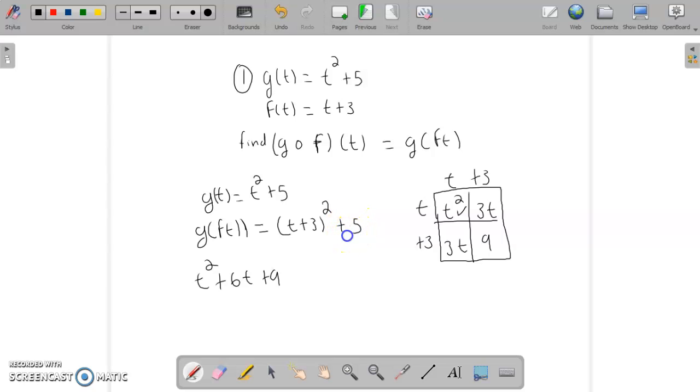But if you notice, this plus 5, it follows it. And then you ask yourself, which one of these can you combine? Well, it's the last two. So the answer becomes T squared plus 6T. 9 plus 5 is 14. And this right here is your answer. Hopefully that helps out.